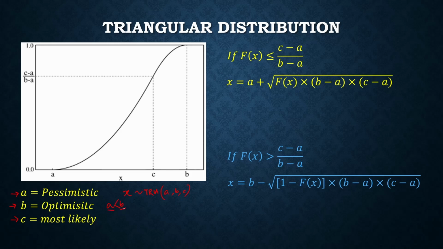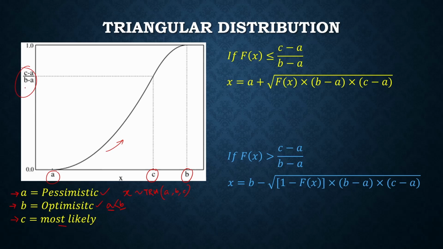So, for example, in case of profit or sales, suppose some pessimistic value is given and some optimistic value is given. So, always assign A as the lower value, and C is obviously lying between A and B, and hence it is the most likely value. So the distribution looks something like this. Here is the A, this is C, and this is B. And this particular probability is C minus A divided by B minus A.